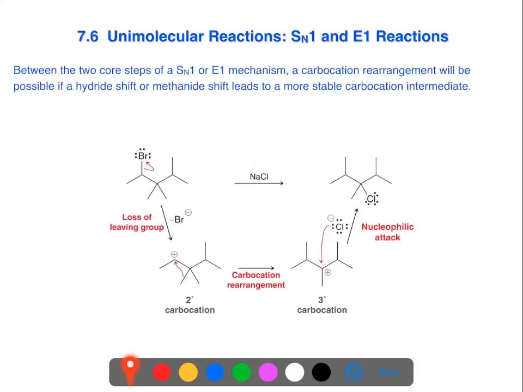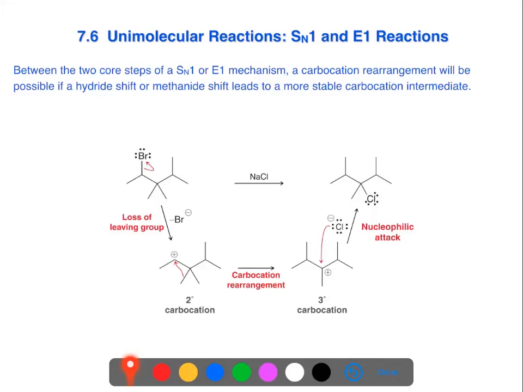Now, as I mentioned in the opening part of the last slide, it's possible that upon the loss of the leaving group from this alkyl halide, as shown, we may end up with the potential for a carbocation rearrangement. And that's what's being shown in this example, where we have an alkyl bromide, or a bromoalkane. Upon the loss of the leaving group, the bromide ion, we form a secondary carbocation. So there are two groups attached to that carbon center and a single hydrogen. So we form a carbocation.